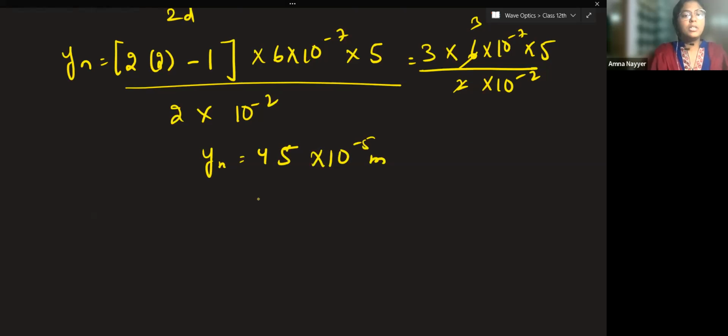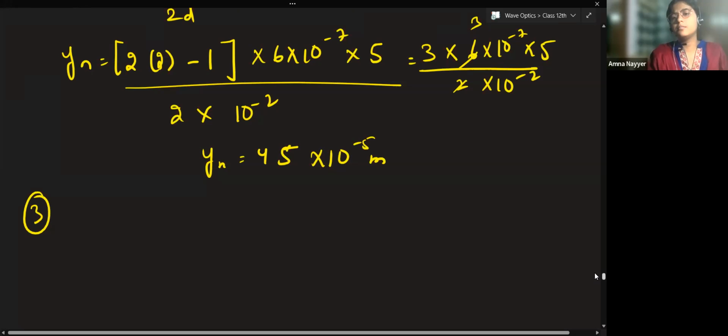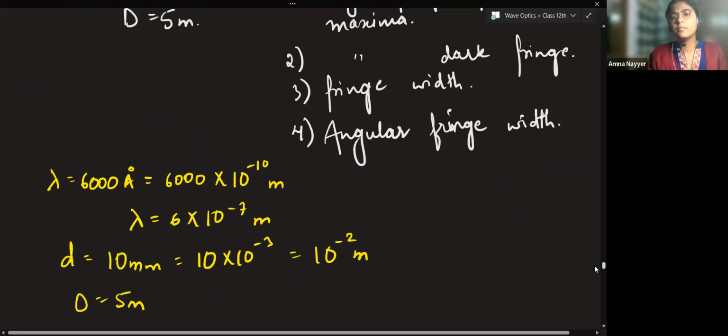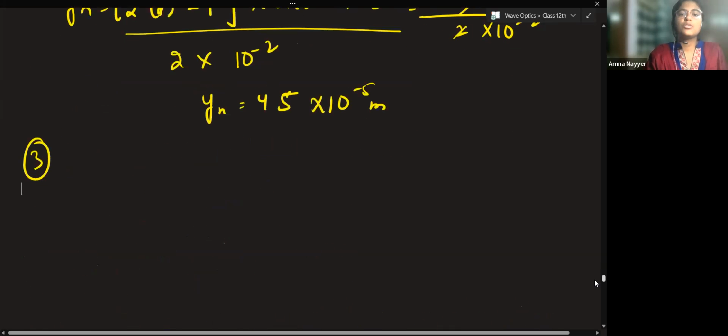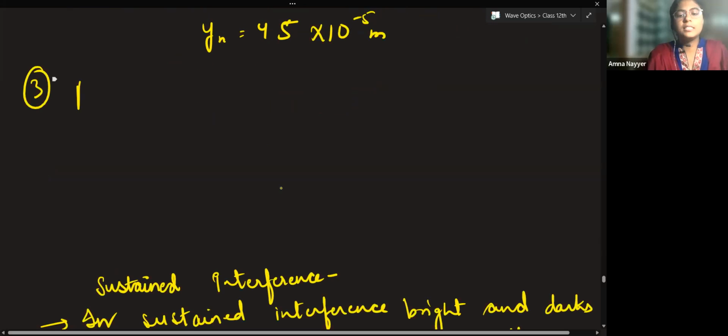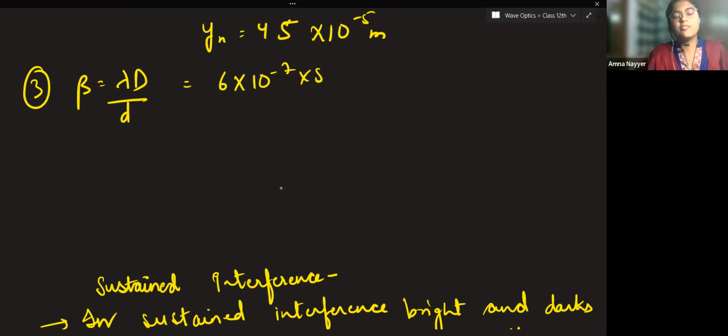Now third part was asking, I think the fringe width, no? Yes, fringe width. Third part says fringe width. So fringe width, beta is equal to lambda capital D by small d. Lambda is 6 into 10 to the power minus 7. This is 5 by 10 to the power minus 2. That makes it 30 into 10 to the power minus 5. So that will become 3 into 10 to the power minus 4.